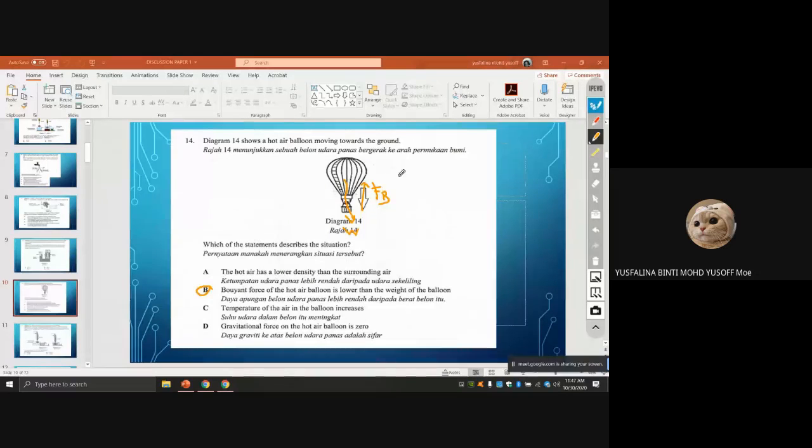If it moves upward, the buoyant force is higher than the weight. Let's say it's floating stationary, then the buoyant force is equal to the weight. Next one.